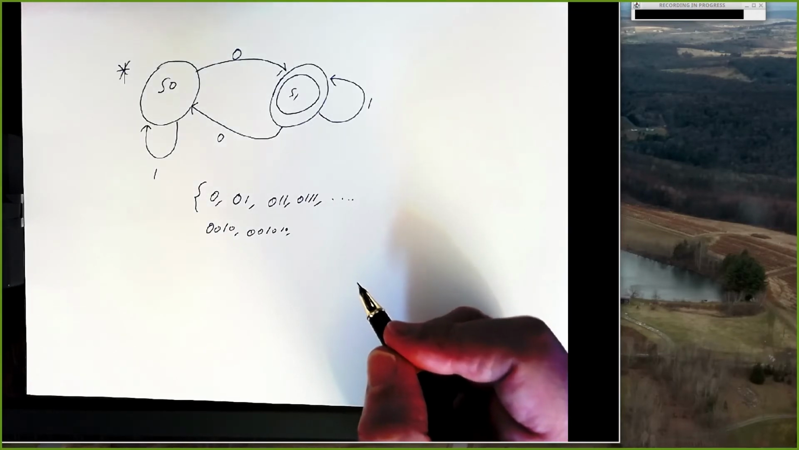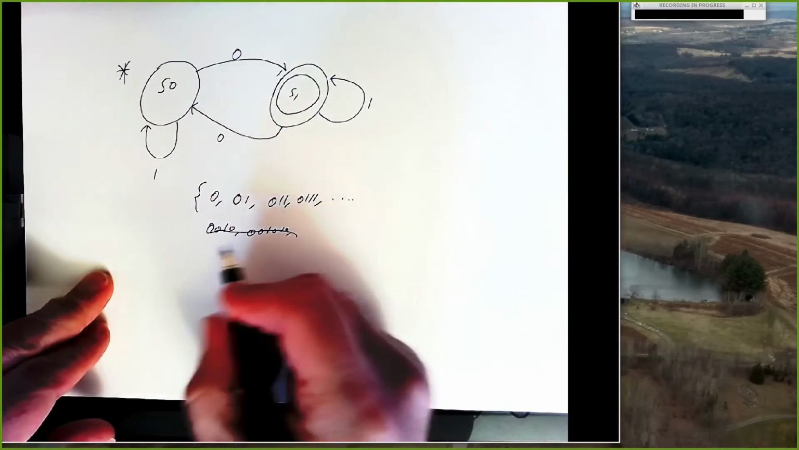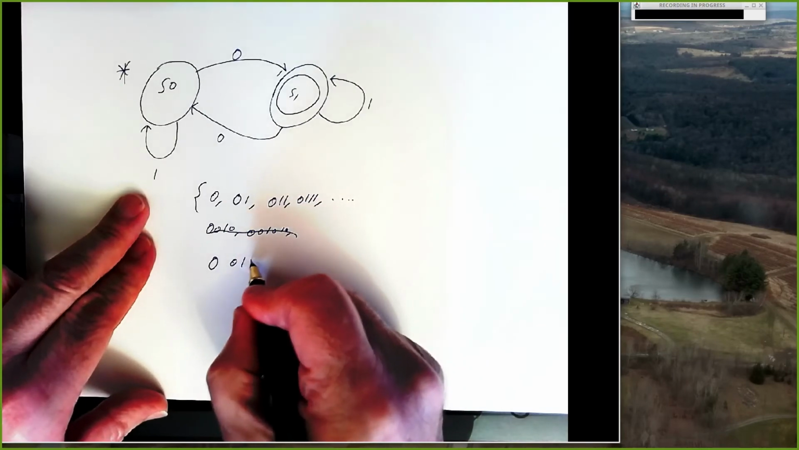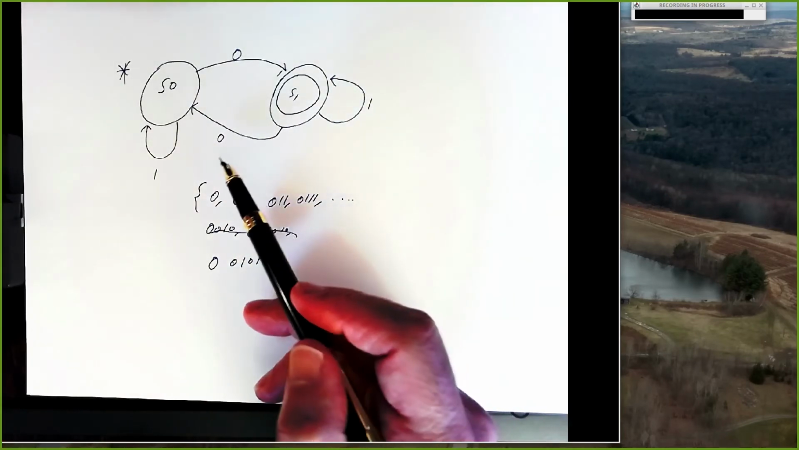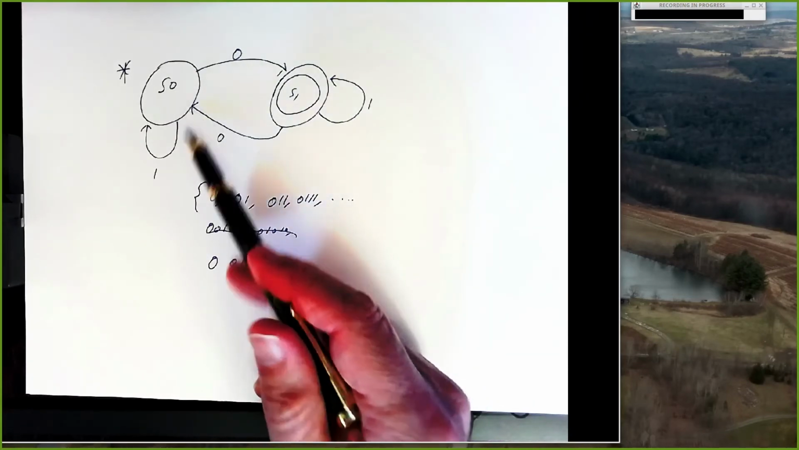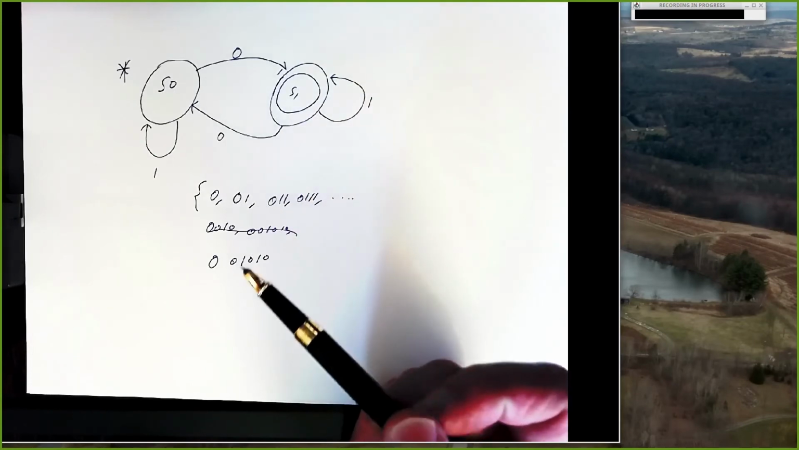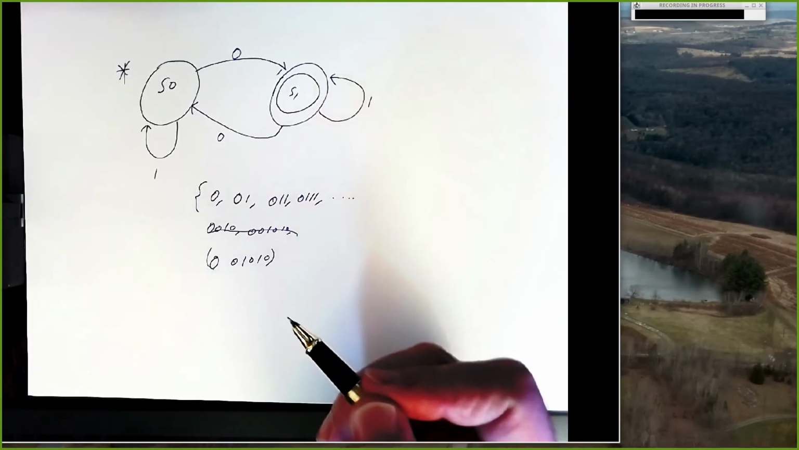Alright, can you say that again? So it's 0 followed by any number of 0, 1, 0. Something like that. Yeah, it's along those lines.